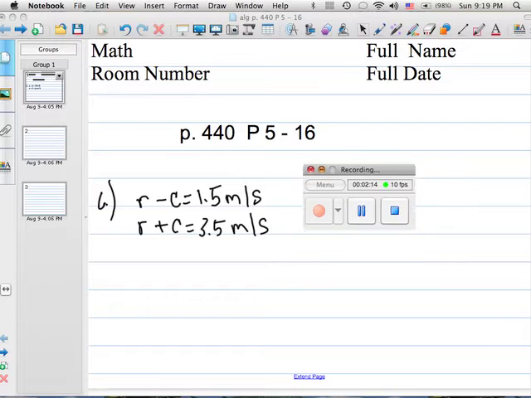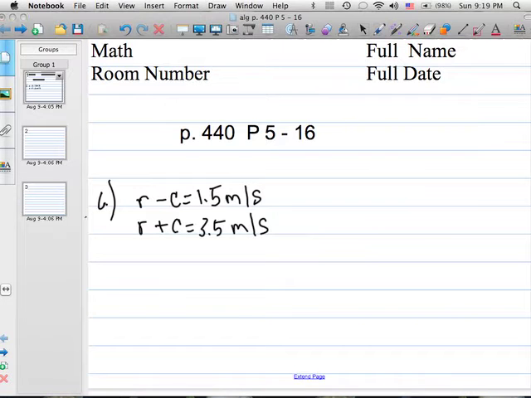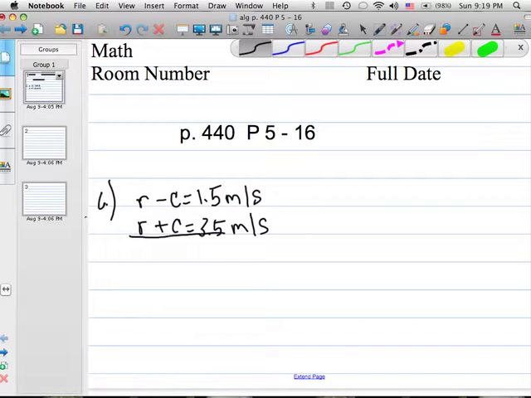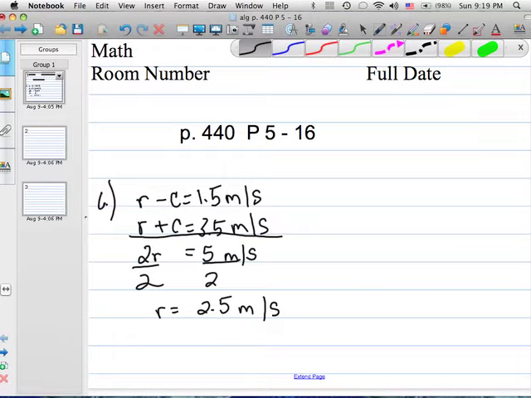If I add the two together, I eliminate the current, so I get 2R equals 5 meters per second. Divide by 2, and the rate in still water is 2.5 meters per second.